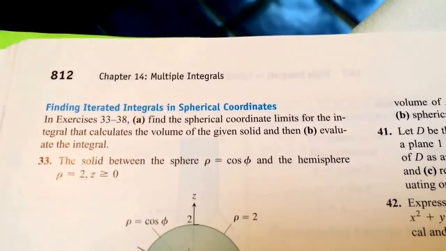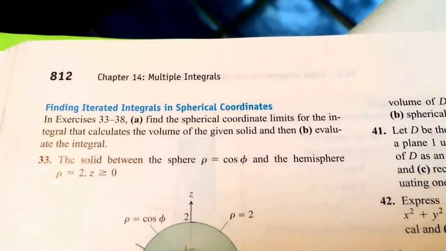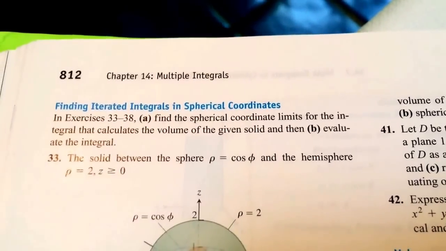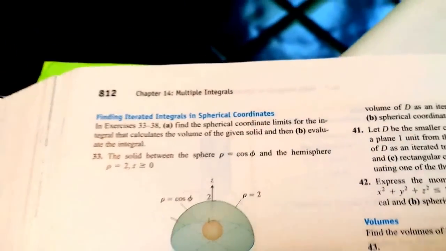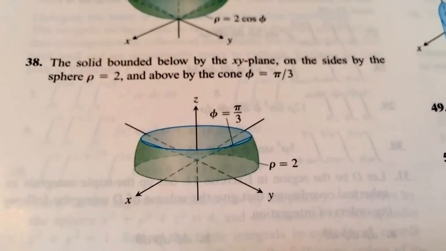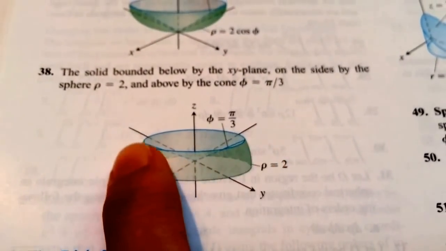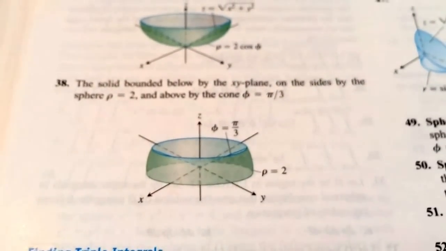So you're trying to find volume. If you're trying to find volume with the triple integral, the function has to be a 1. So your function should be a 1. We're going to look at 38. So here's the picture. I don't know if you can tell from the picture, and I wish I could think of something to describe it. But on the outside, you have a sphere.